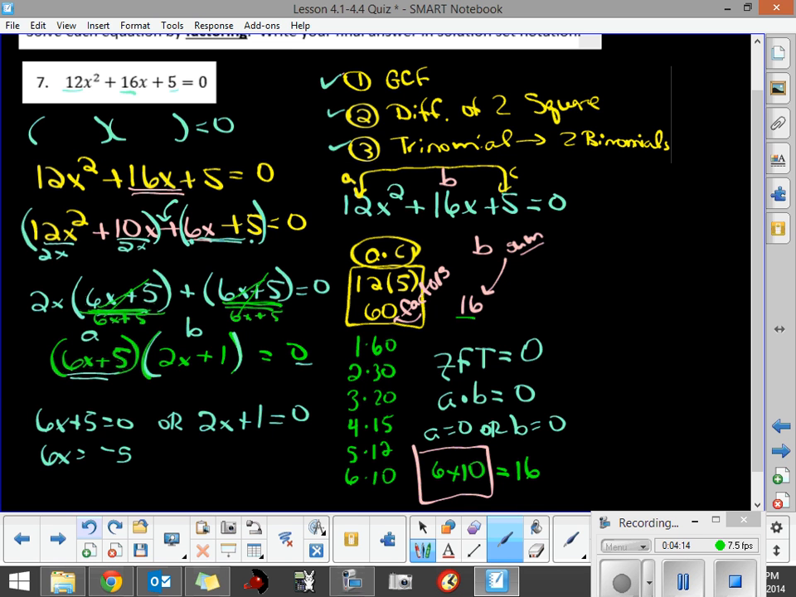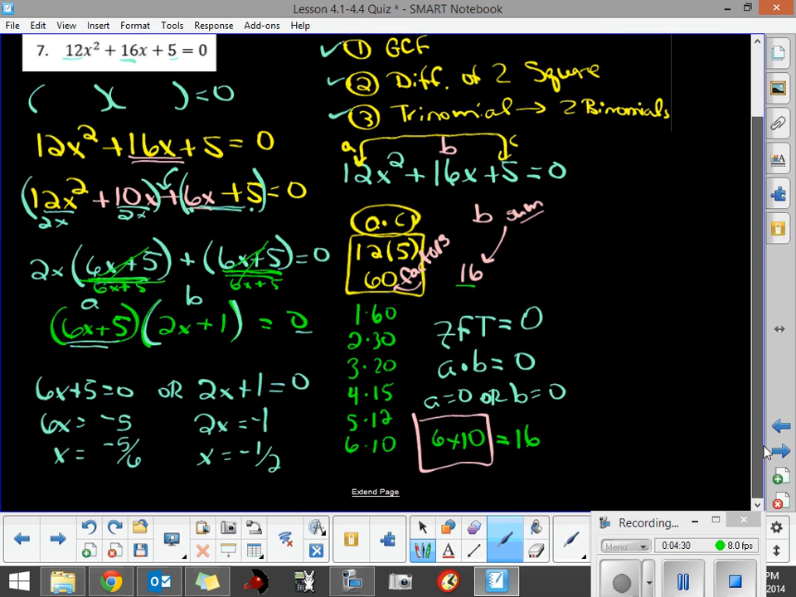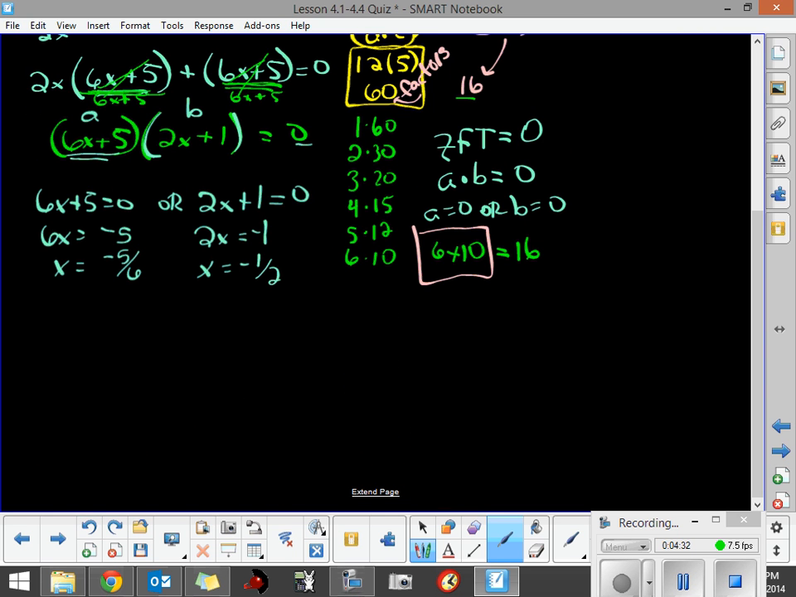So I subtract the 5, divide by the 6, that's x equals negative 5 divided by 6. Or we have 2x equals negative 1, so x equals negative 1/2. So the solution set for this particular example would be negative 5/6, negative 1/2.